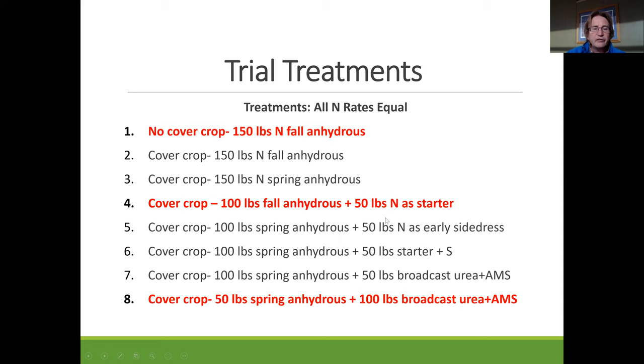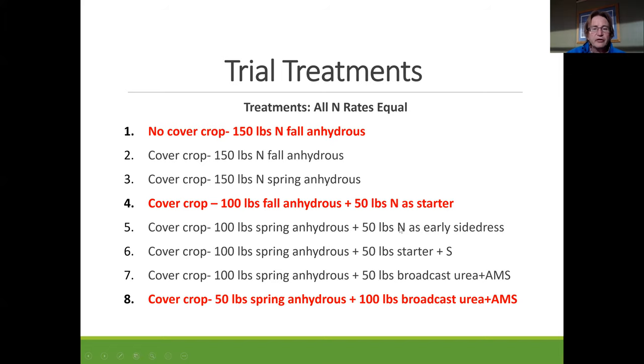That was applied 2x2. And then we had these other treatments where we applied 100 pounds of spring anhydrous and we knifed in 50 pounds of nitrogen as UAN in an early side dress. And the final treatment of interest was we applied 50 pounds in the spring as anhydrous, and then we applied 100 pounds of nitrogen broadcast right after planting as urea plus ammonium sulfate. These are a lot of treatments for you to think through, but I'll talk you through them as we go through the results.